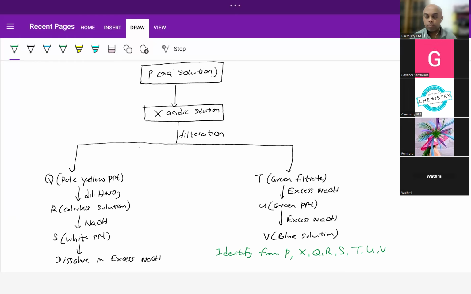And also, it's not a precipitate. So here it is given as a precipitate, right? Okay. Then does it match with other two reactions? That's the problem.